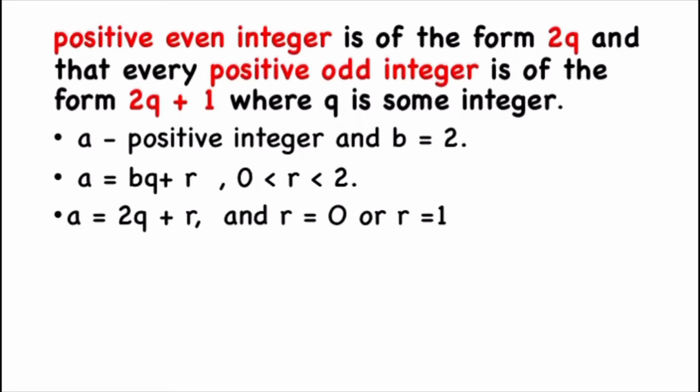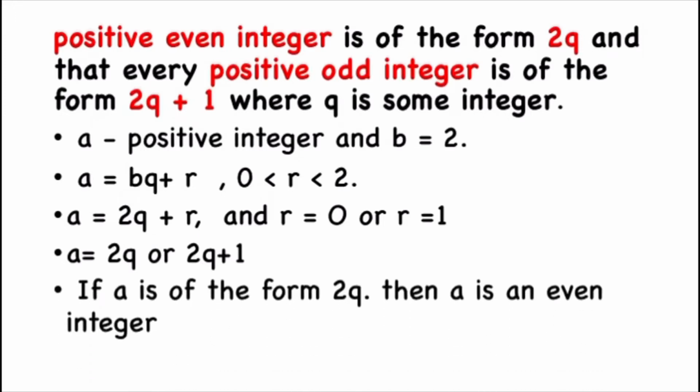A is equal to 2q plus R. So A can be 2q plus 0, that is 2q, or 2q plus 1. Here 2q is divisible by 2, indicating that if A is of the form 2q, then it is a positive even integer. 2q plus 1 is not divisible by 2, indicating that A is a positive odd integer.